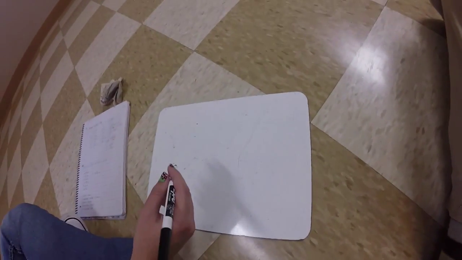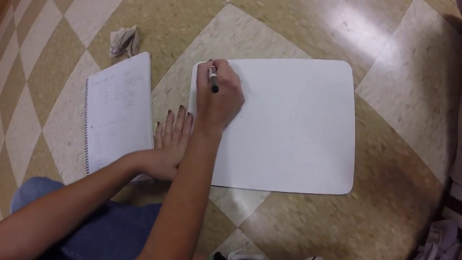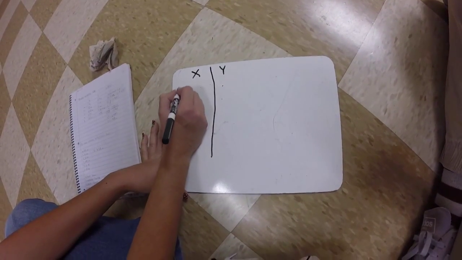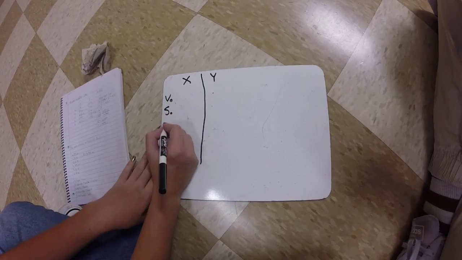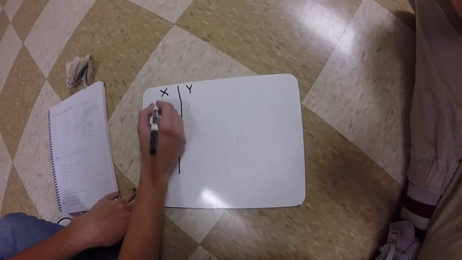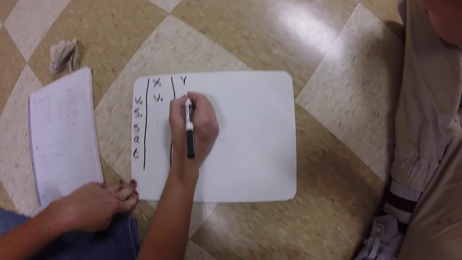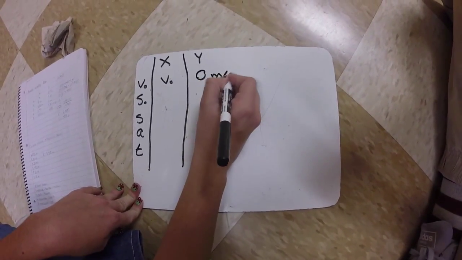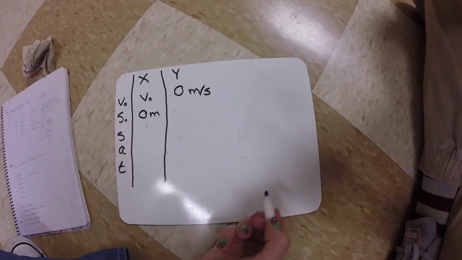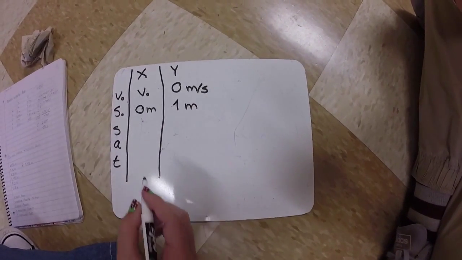Okay, so to calculate the muzzle velocity, first we need to start with a little table to show our x and y values. We don't know our original velocity for x, so we leave that blank, and we assume that for y, it's 0 meters per second. For x, our initial position is 0 meters, at least that's what we're assuming, and for y, it's 1 meter since we started from the meter stick up.